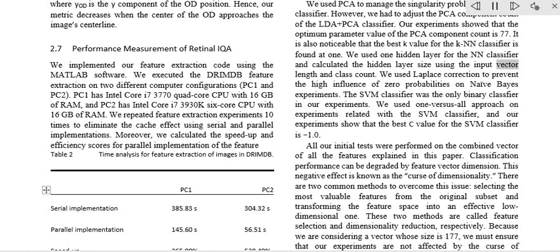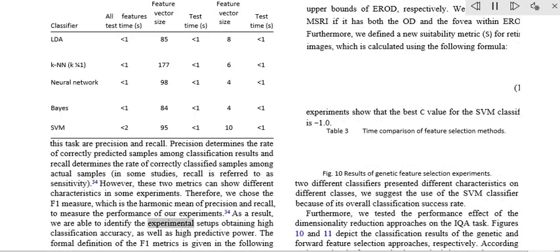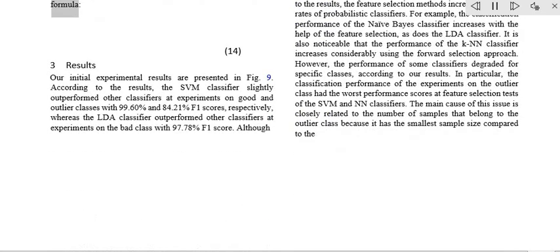Therefore, we chose the F1 measure, which is the harmonic mean of precision and recall, to measure the performance of our experiments. As a result, we are able to identify the experimental setups obtaining high classification accuracy, as well as high predictive power. The formal definition of the F1 metric is given in the following formula.